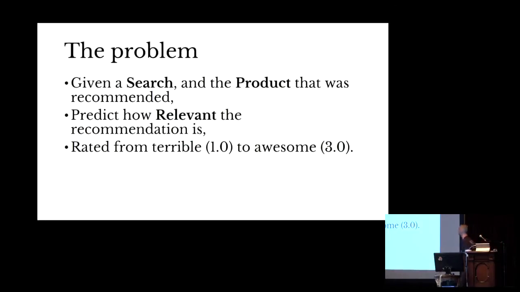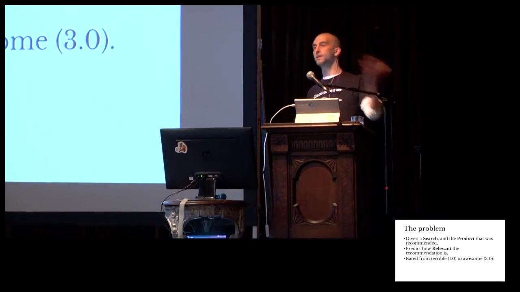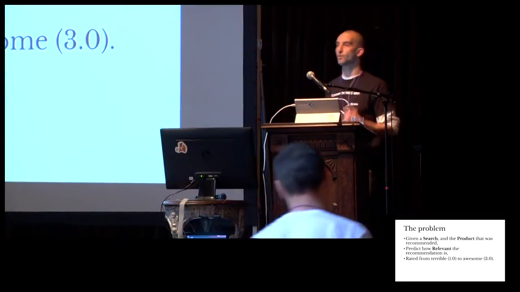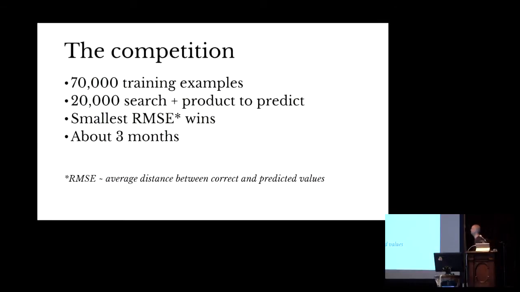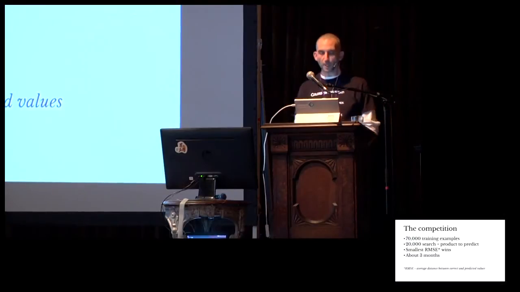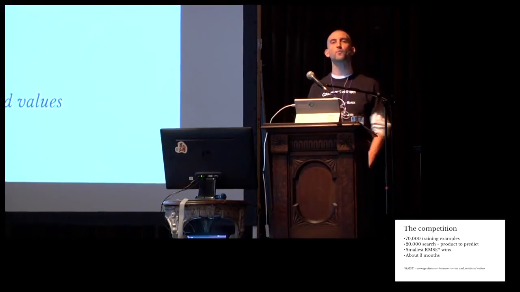Given a search, what you typed in the box, and given the product that came back, you're trying to predict how relevant this is. You're trying to predict, is this a 1, terrible, is this a 3, awesome, or is this a 2, an average recommendation? That was the whole goal of the competition. The exact structure of it was we had 70,000 training examples, so not big data, but a nice data set. And the goal was to predict on 20,000 search and product pairs, and get the smallest possible error on that data set. So this is the general setup for the competition.